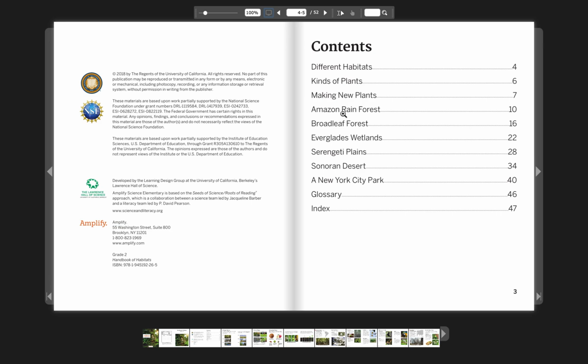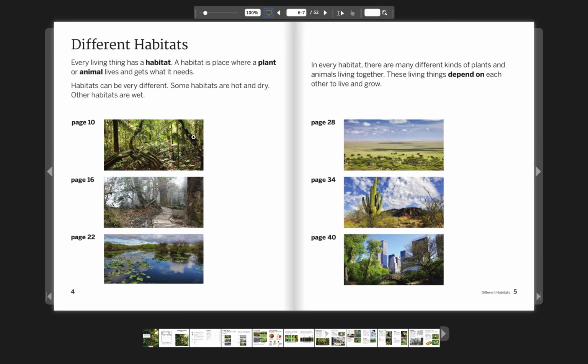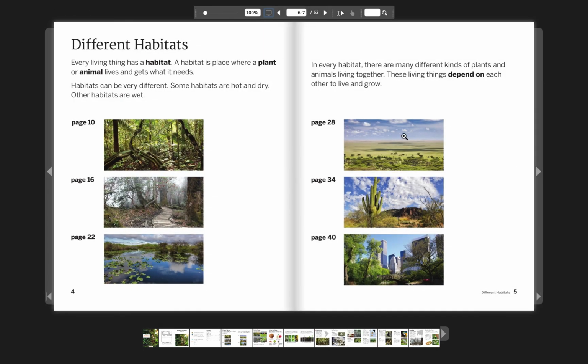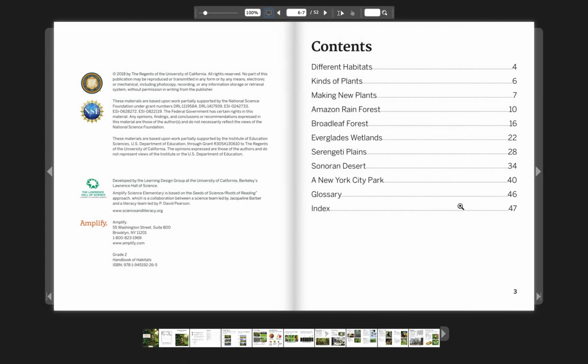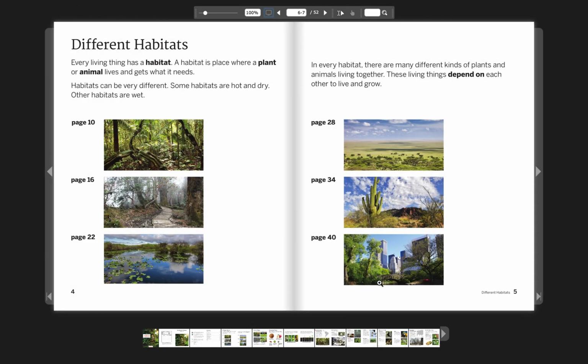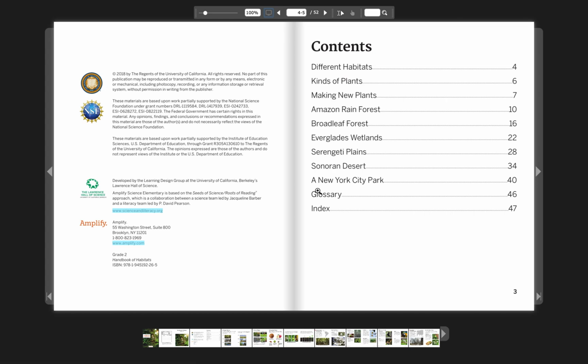Ooh, Amazon rainforest. Do you think this is like another index but with pictures? And page 16, I believe that said broadleaf forest. And then page 22, Everglades wetlands. If we look here, what does this look like? Like a savanna maybe? And then this one's pretty deserty. Let's look at page 28 and 34. 28 was, yep, Serengeti plains, and 34 was the Sonoran desert. And this last one right here, it looks like there's a pretty park and trees, and there's a city back there. Do you know what city that is? Page 40. Yep, New York City Park.